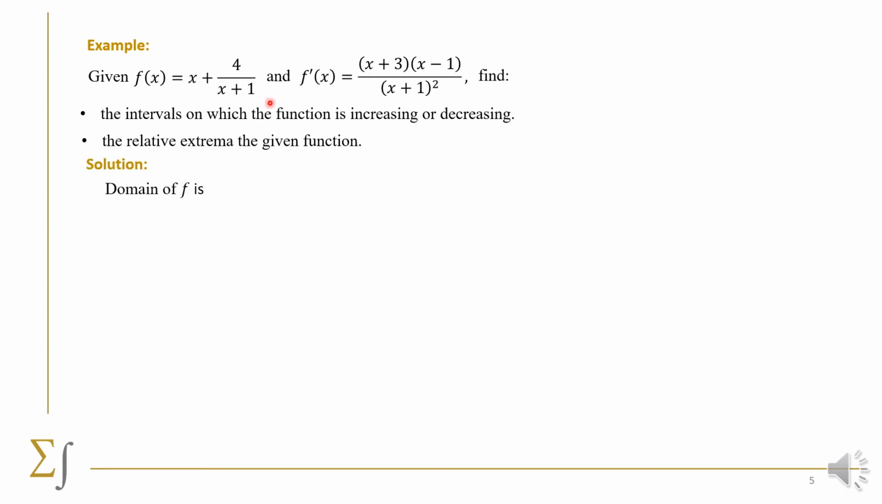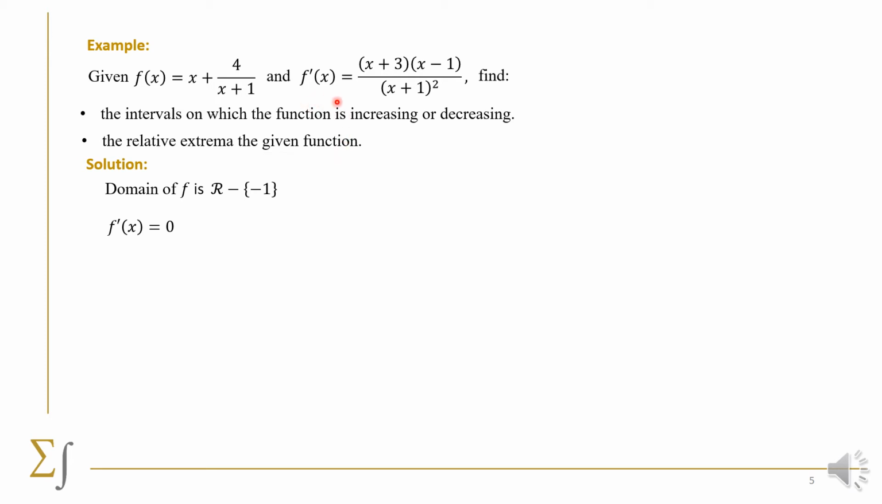So first of all, we start finding the domain of this function. We see that this function is defined everywhere except at x equals -1, because -1 makes the denominator 0. So the domain is all real numbers except -1. Now we take f prime of x.